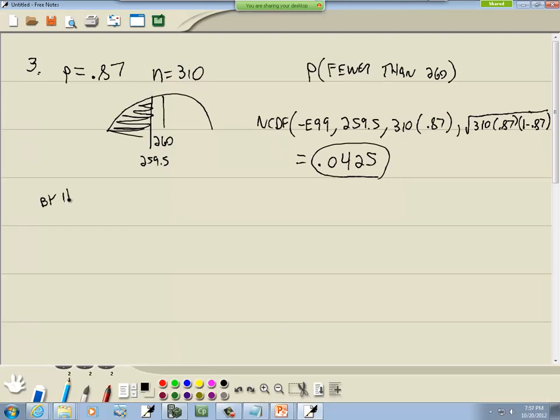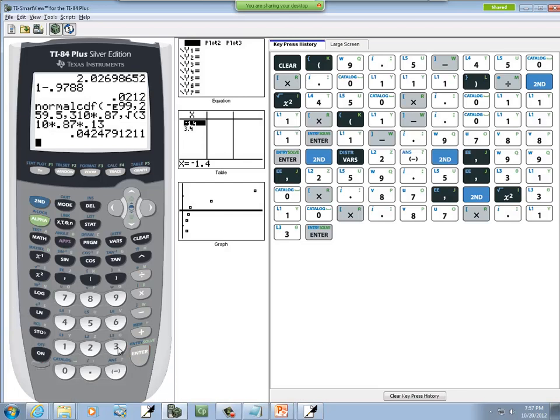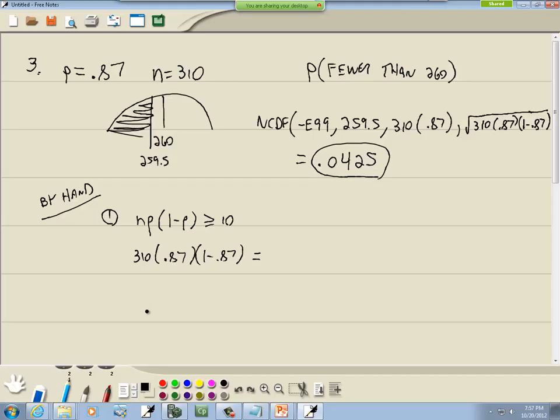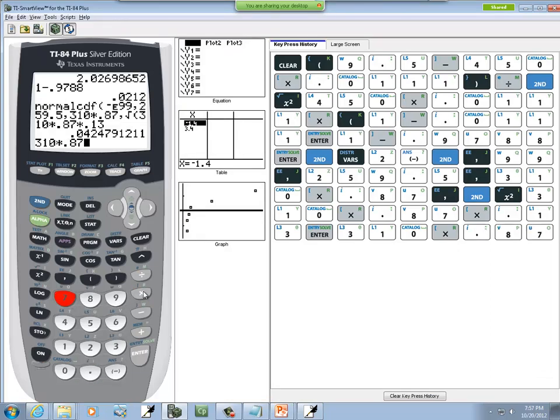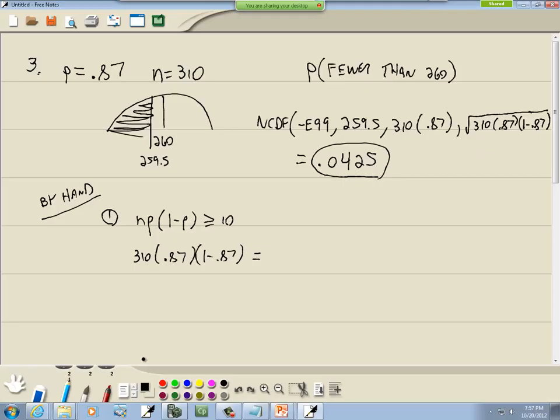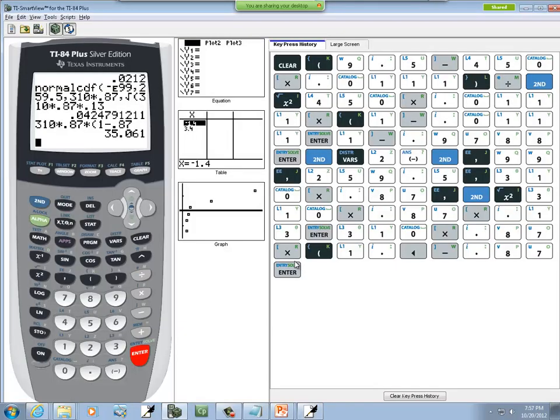I hope this one works. Now again, we want to verify that n times p times 1 minus p is greater than or equal to 10. So n was 310 times p, which is 0.87, times 1 minus p. Let's see what that gives us. 310 times 0.87 times 1 minus 0.87. That looks good. That's greater than 10. 35.061.